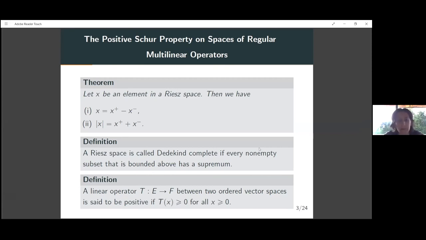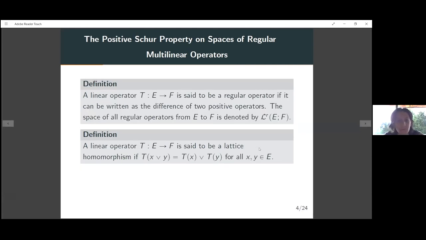And also we call a Riesz space Dedekind complete if every non-empty subset which is bounded above has a supremum. Also an operator T between two ordered vector spaces is positive if its value at a vector is positive whenever the vector is positive. Also, I call an operator T regular if it is the difference of two positive operators, and the notation L_r(E,F) denotes the space of all regular operators from, let's say, Riesz space E to Riesz space F.